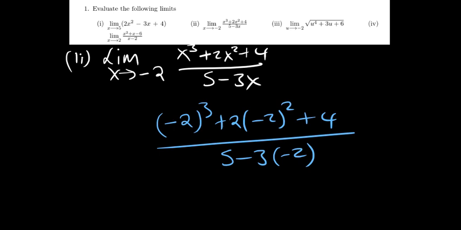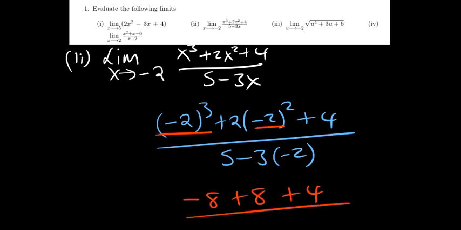On top, what do we have? So negative 2 to the power 3 is going to be a minus 8. Negative 2 squared is positive 4 times 2. That's 8. And then we have plus 4. Negative 2 times negative 3 is going to be a positive 6. So 6 plus 5 is 11, right? So this is going to subtract, and then we'll have a 4 over 11 as our result.